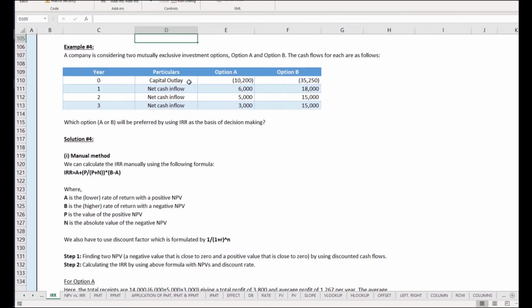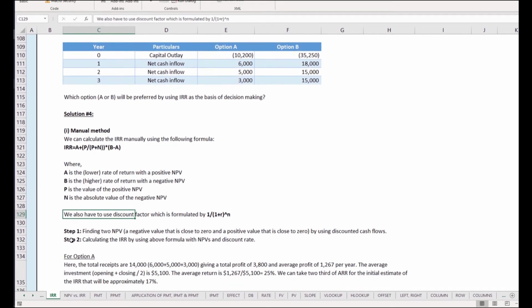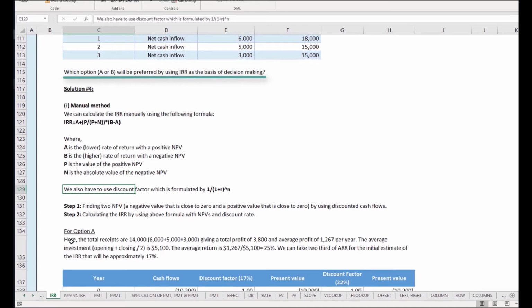Let's take a look at example number 4. In example number 4, a company is considering two mutually exclusive investment options, option A and option B. The cash flows for each are as follows. We've got a table which indicates the year, whether it's a cash outflow or inflow. We've got the two option dollar amounts of what's going to be generated over the life of the investment by year. So option A costs $10,200 upfront, option B costs $35,250 upfront, and they have different cash flow yields per year. The question is, which option will be preferred by using the IRR as the basis of decision making?